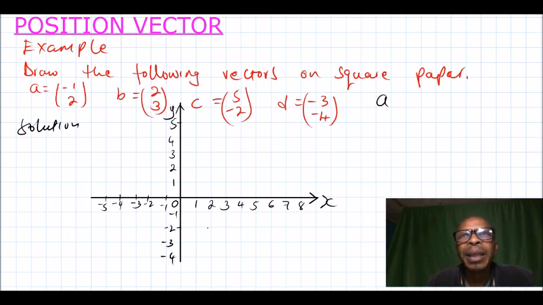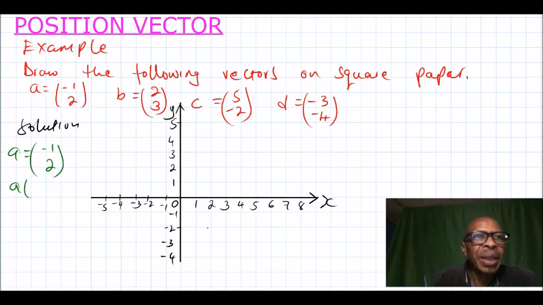Now, let's say A is a position vector (-1, 2), meaning the coordinates of A, we can say it's OA. It means it's (-1, 2). So we identify (-1, 2), it is there, and we join the point. So this is our A. Let me use a thicker line, and you put direction. So that is our vector A.